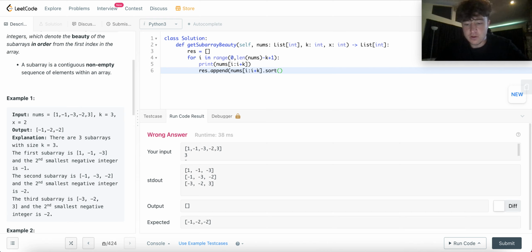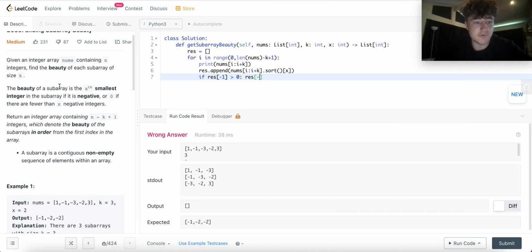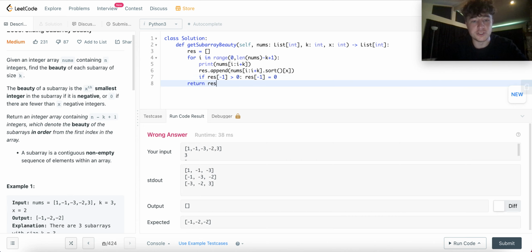Now, bear with me here because we're doing the inefficient solution. So I'd look at this subarray, sort it, and grab the x smallest number. If it's greater than 0, then we don't want to return the kth smallest number if it's positive. We only want to return the kth smallest integer in the subarray if it's negative. So we'll get the subarray, sort it so we can find the kth smallest one, and if it's greater than 0, then we don't want to use it, so we'll just set it to 0. Okay. And at the end, we'll just return res.